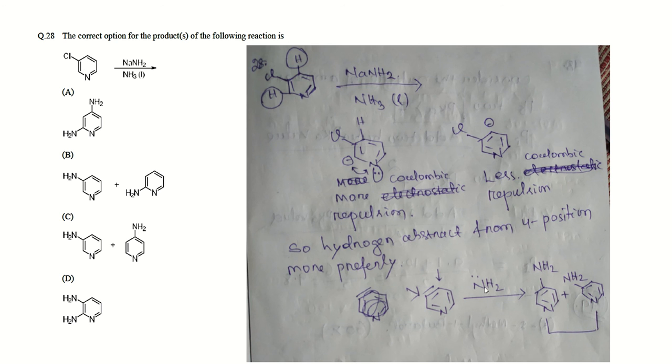So for the product formed, the NH2 minus, or ammonia, attack takes place from both of these carbons, at the 4 position and the 3 position, in equal proportion. So the products are formed in equal proportion. So the correct option is C.